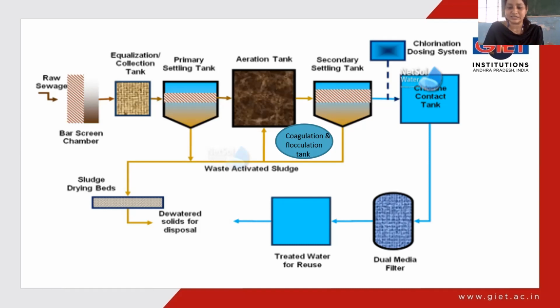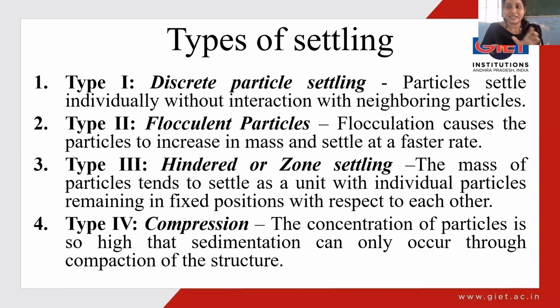These are coagulants. So coming to the second type of settling, after adding a coagulant or flocculant, what is happening? It is forming into an agglomerated mass. That means many suspended particles together are settling down. This is nothing but flocculent particle settling. This is the second type. And the third type is hindered or zone settling.